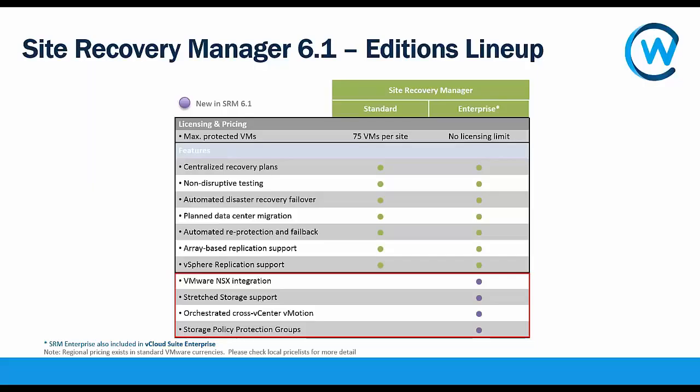And at the top, we've got the licensing options. So standard, maximum protection up to 75 VMs per site, and then enterprise where there's no licensing limit. From a feature set, pretty much both the same, but in 6.1 you get those advanced features with the enterprise edition.